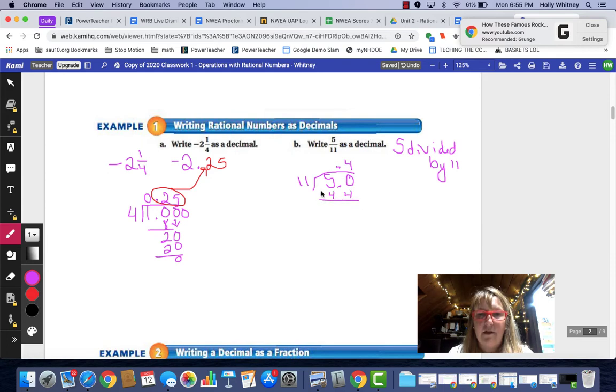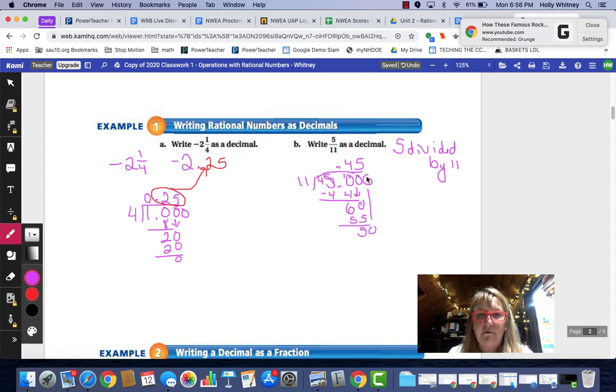And 50, subtract 44, and I get 6, because I have to borrow. So 10 subtract 4 is 6. I'm going to carry down another 0. And 11 into 60 is 5. 5 times 11 is 55. And then I end up with 5 again. Carry down the 0.